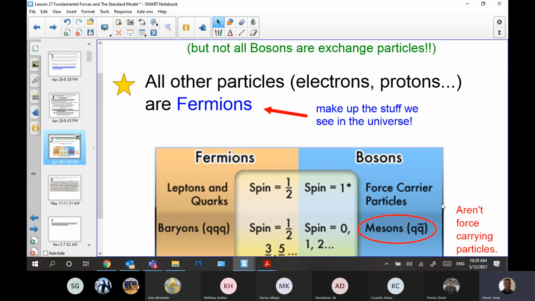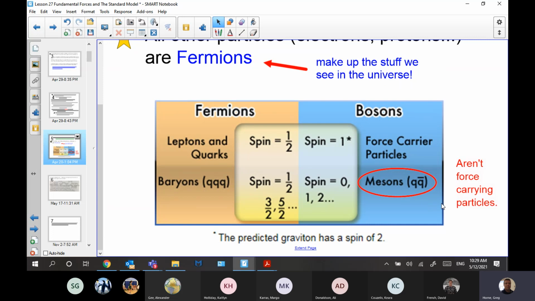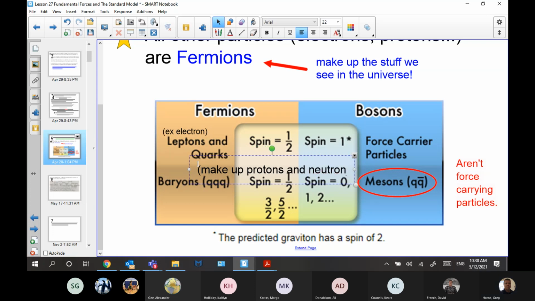Anyways, so we're going to tackle this bit by bit, and there'll be some repetition along the way here. So fermions, there's leptons and quarks, and leptons, for example, is an electron. So example here, is a lepton, and quarks are what make up a proton. So I'm just giving you some examples here, and neutrons.